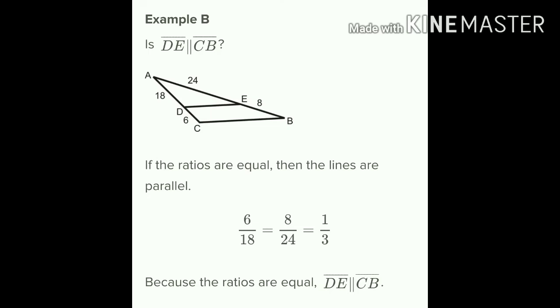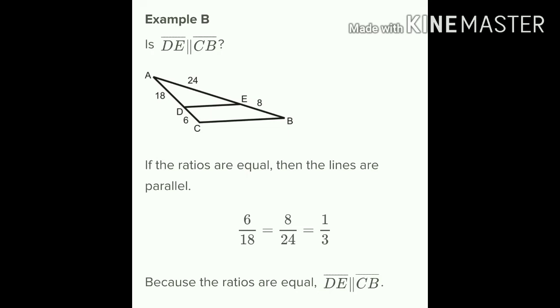In this numerical here, you can observe triangle ABC is given with AD as 18 centimeters, DC as 6, AE as 24 and EB as 8 centimeters. We have to verify whether DE is parallel to CB or not.